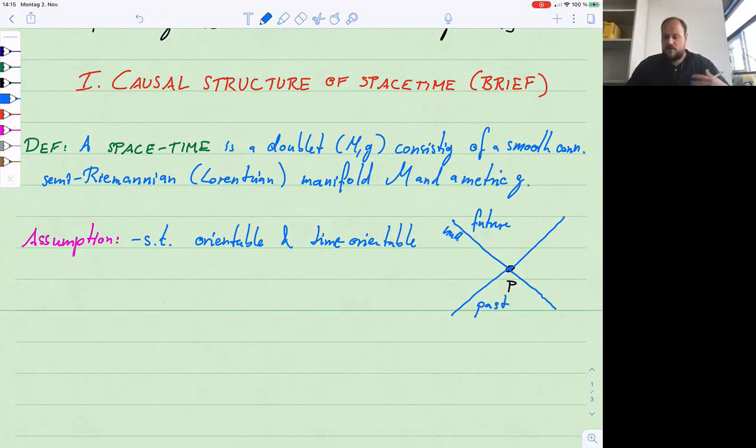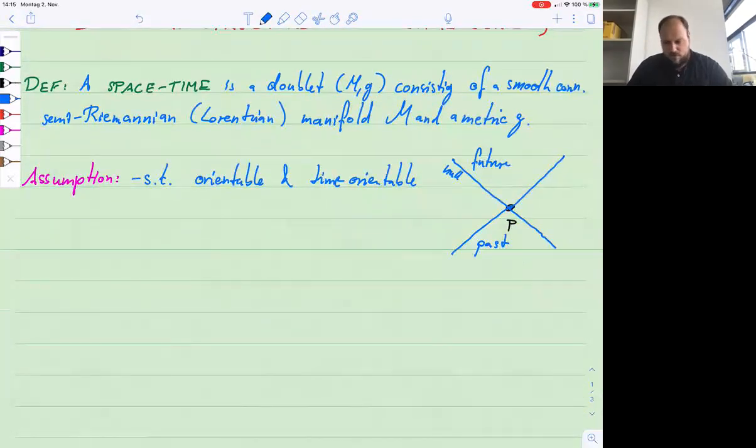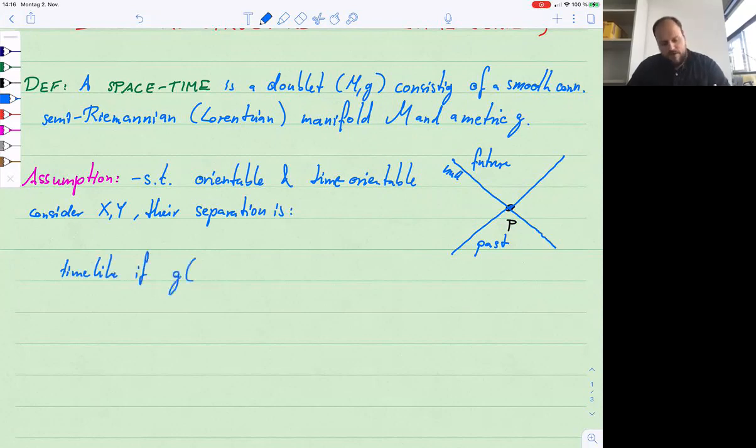Okay, so just as a reminder, what are these causal separations? We consider two vectors X and Y. And their separation is time-like if the metric contracted with those two is smaller than zero, it is null if this is zero, and space-like if it is the opposite sign.